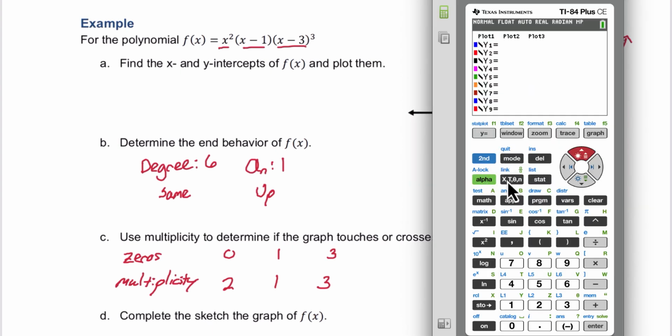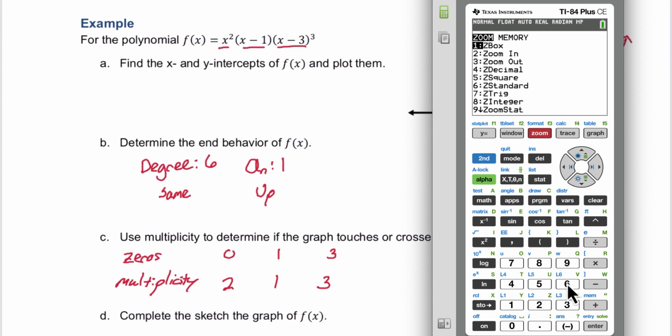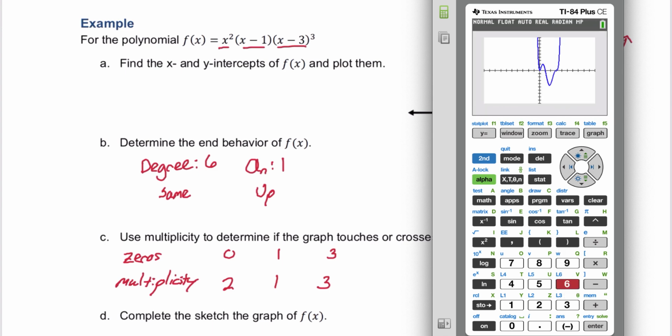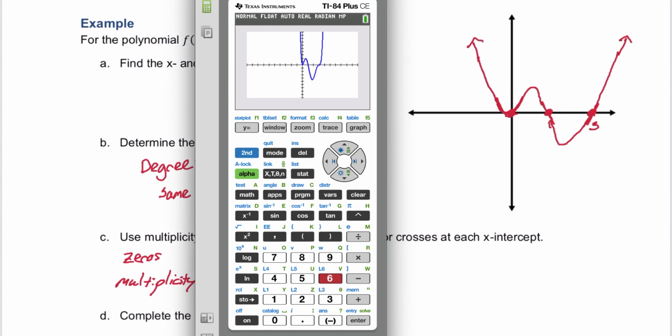And see how close we are? We have x squared times x minus 1 times x minus 3 raised to the third power. I'm going to standardize my zoom so we can zoom out a little bit. And notice it's not perfect, but it's pretty close.